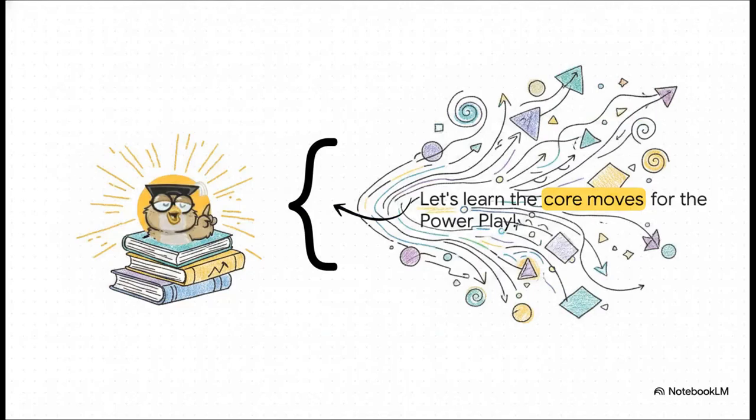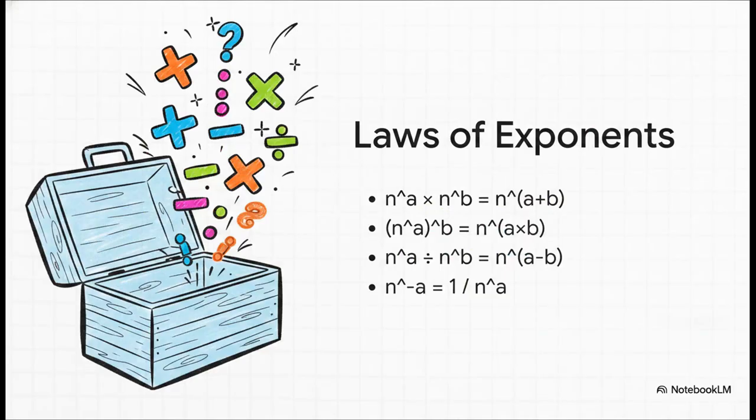To help us master these mechanics, we've got a fantastic scholarly OWL guide to show us the ropes. We're going to follow our guide right now to learn the core moves, or you can think of them as the mathematical rules of the game for manipulating these incredibly powerful numbers. And here is your essential toolkit, the laws of exponents. When you're multiplying two powers that have the exact same base, you just add the exponents together. Easy enough. For a power of a power, you actually multiply the exponents.